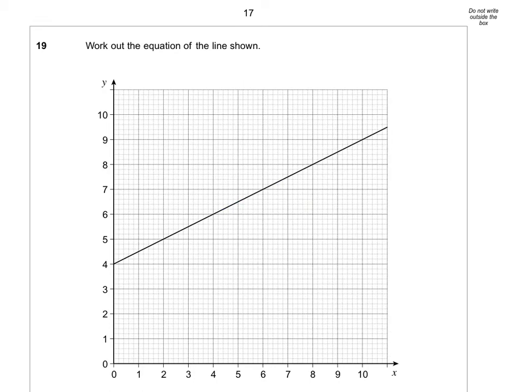Question 19. Work out the equation of the line shown. Now the general form of the equation of a line is y equals mx plus c, where m is the gradient and c is the y-intercept. Now we can see very clearly here that this line crosses the y-axis at 4, so its y-intercept is equal to 4. To calculate the gradient, we're going to draw in a right-angled triangle, like that.